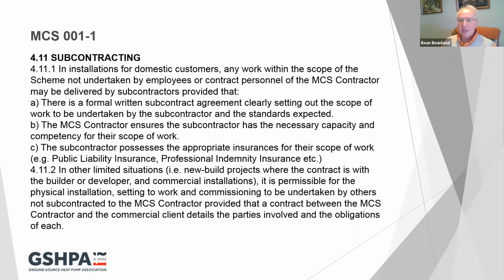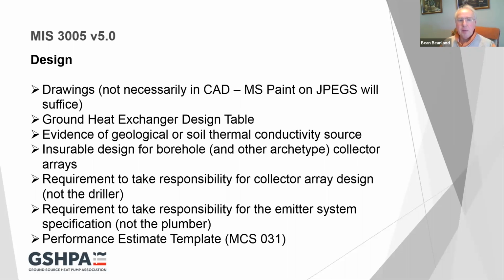So there's no subcontract relationship between the MCS contractor and the plumber, and so the requirement to have a written contract doesn't exist. But there are still significant obligations which are covered then under 3005. So in 3005, under design, there are some key points here.